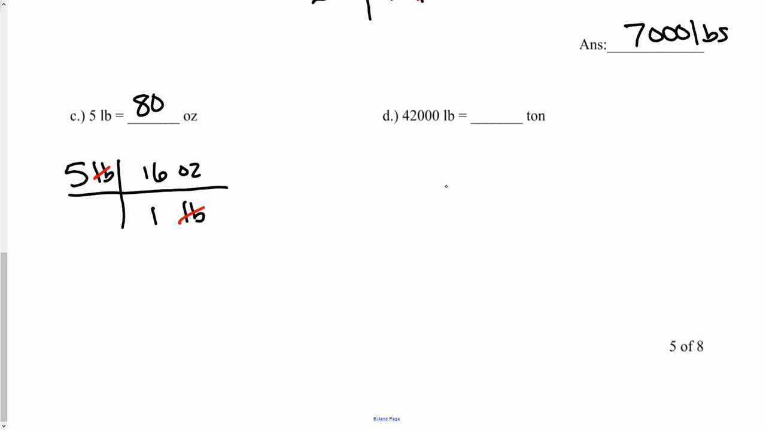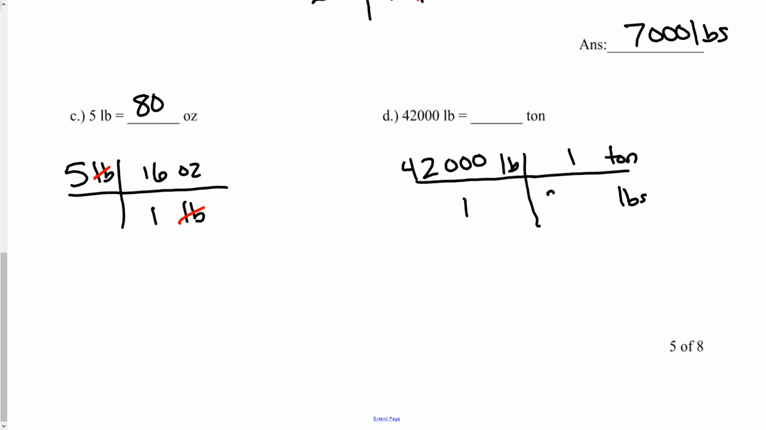The last one here is 42,000 pounds. And we are going to convert that into tons. So if pounds is on top, I'll put pounds on bottom here. And I'll put tons on top. So I know that 1 ton is equal to 2,000 pounds. We'll go ahead and do some canceling of the pounds.